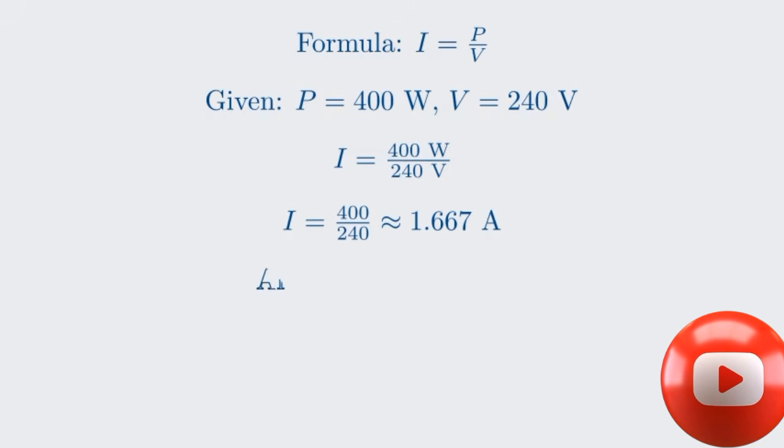For our final answer, we can round to a reasonable number of significant figures, which gives us 1.67 amperes. So, the current drawn by the bulb is 1.67 amperes. Great work! We have successfully used the power formula to find the current, achieving our first learning objective. Let's move on to the second part of our problem, calculating the resistance.